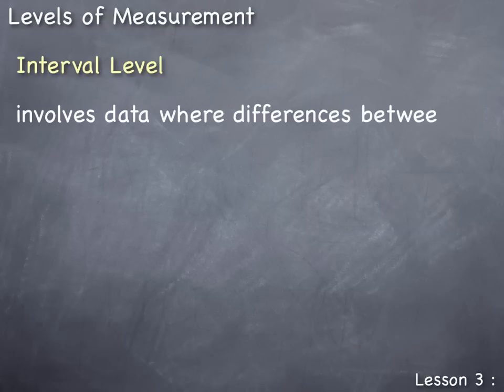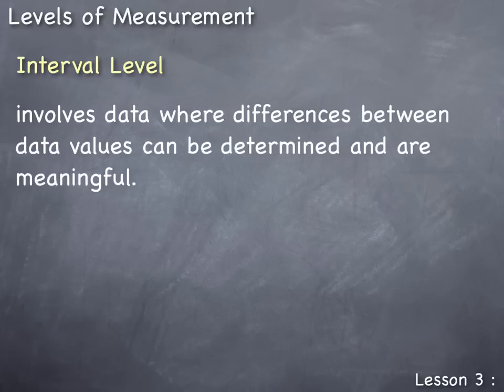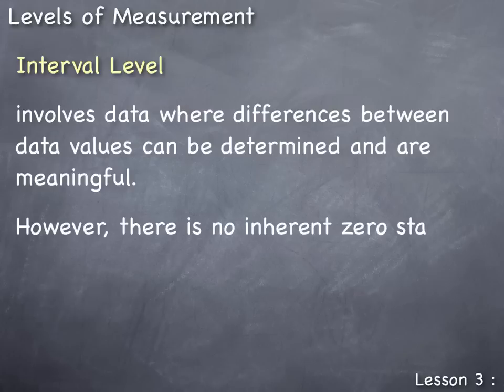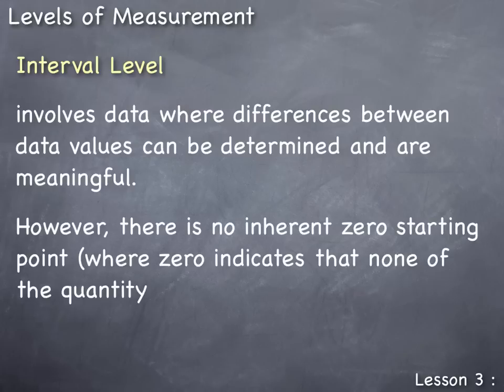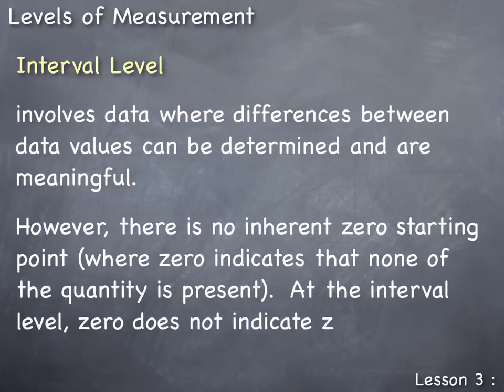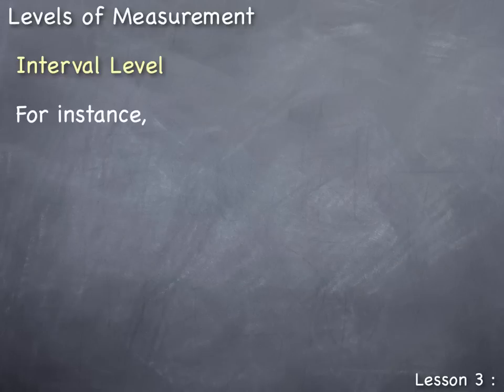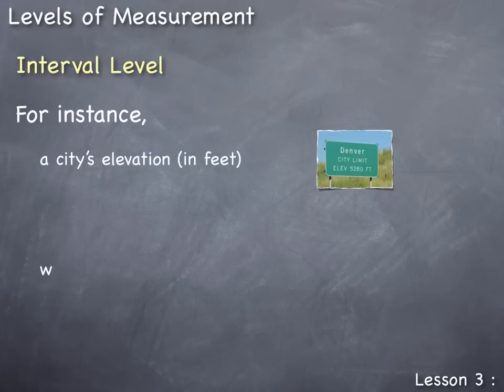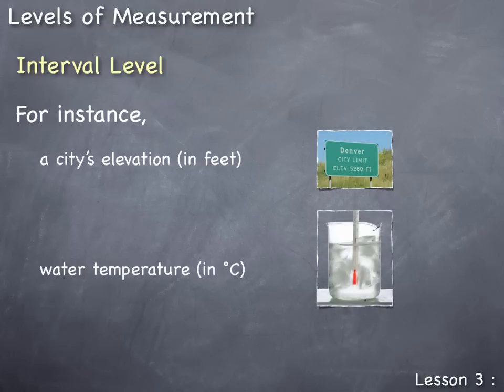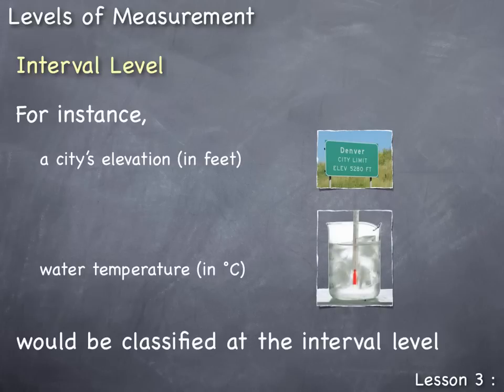Interval level involves data where differences between data items can be determined and are meaningful. However, there is no inherent zero starting point, that is, where 0 indicates that none of the quantity is present. At the interval level, 0 does not indicate 0. 0 indicates something else. For instance, a city's elevation in feet, water temperature in degrees Celsius would be classified at the interval level.